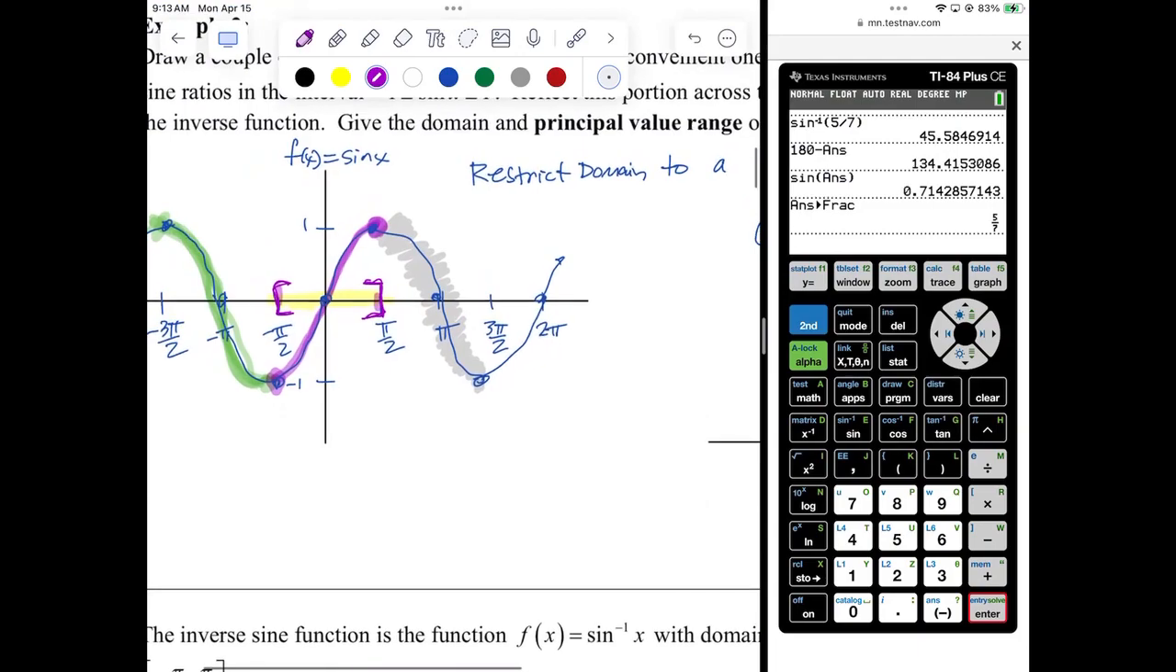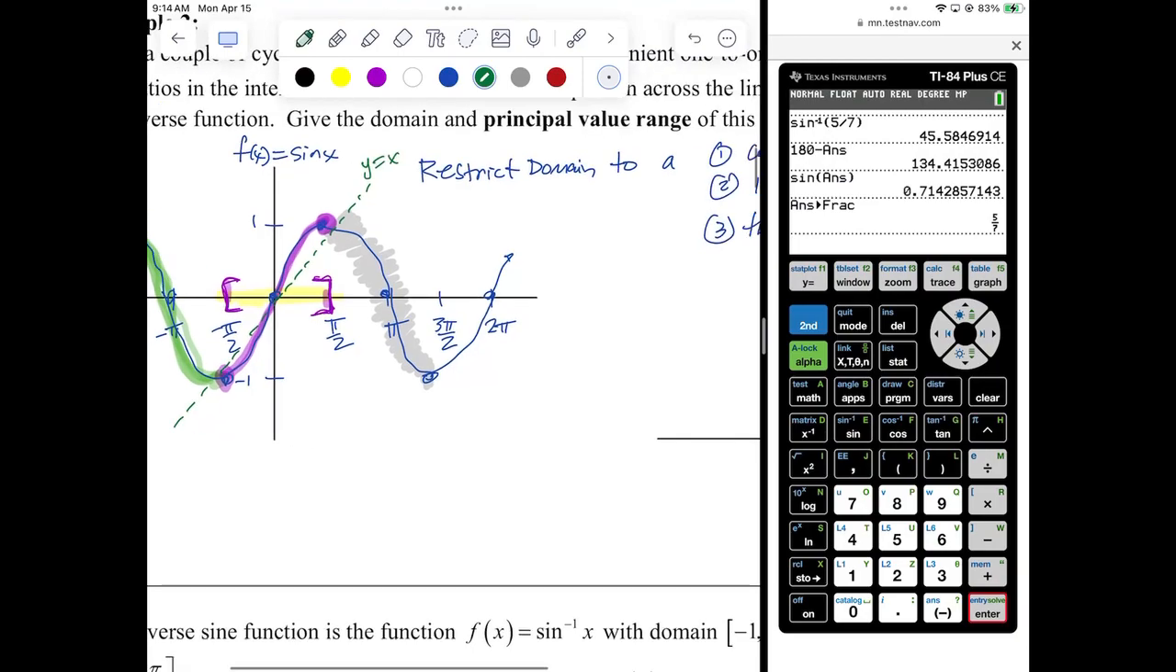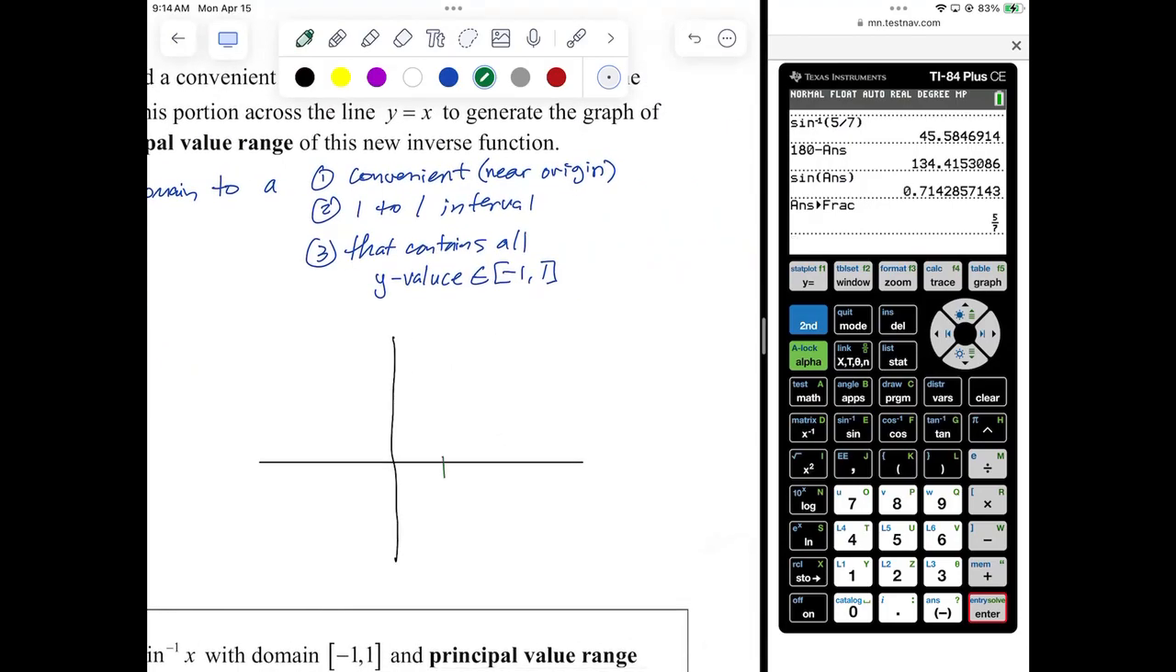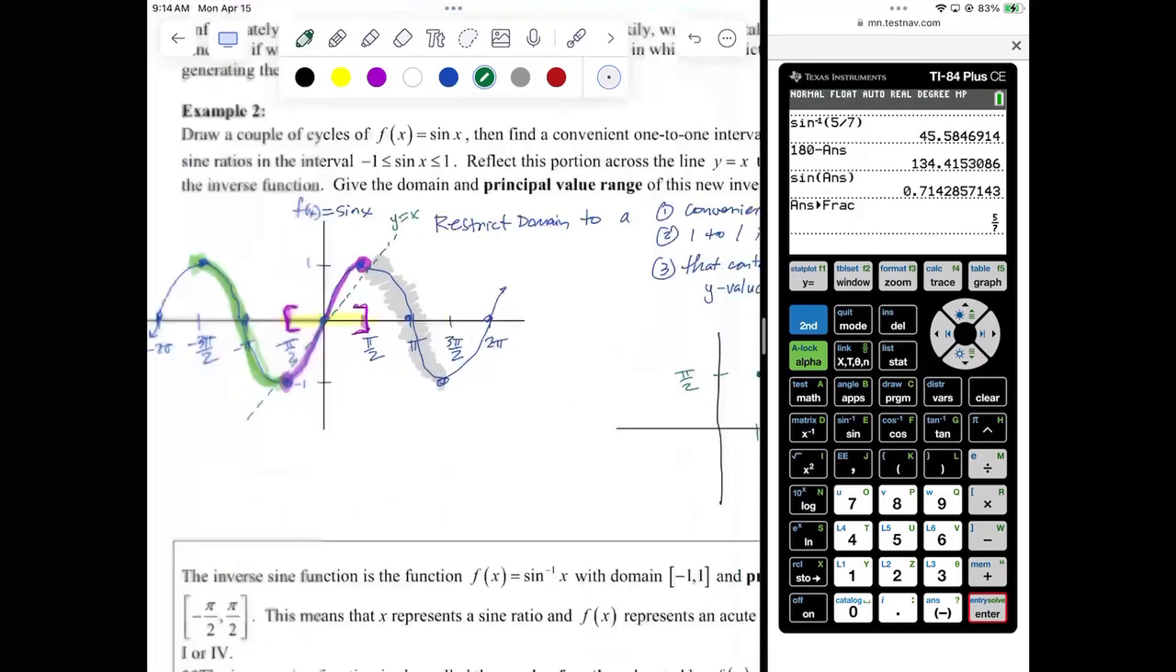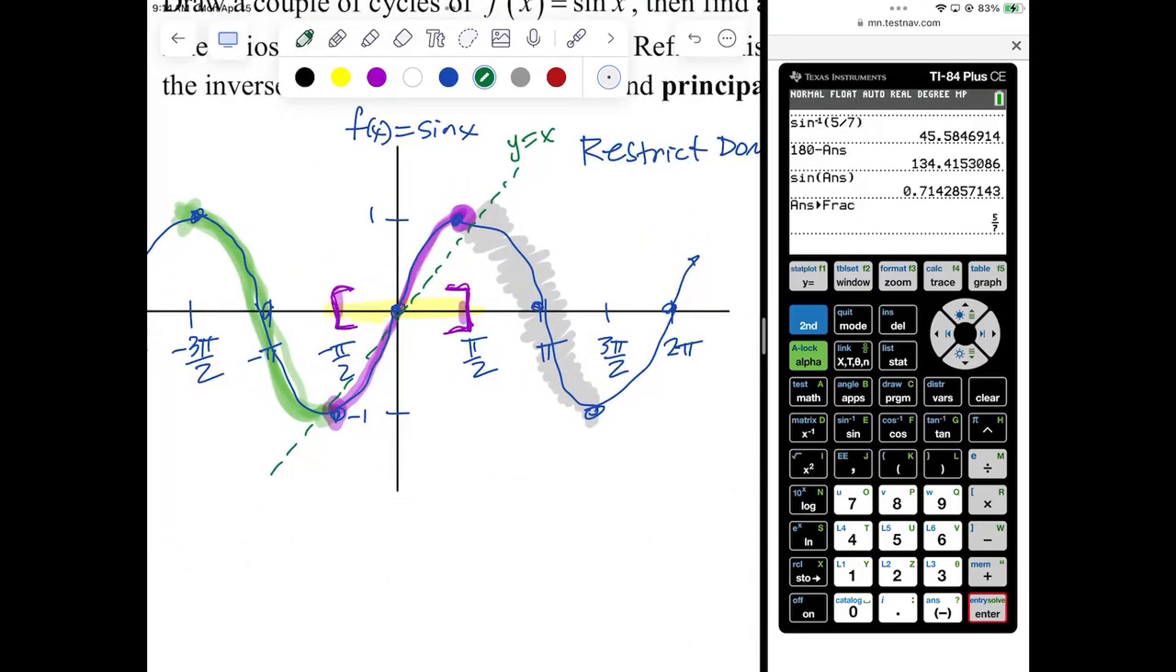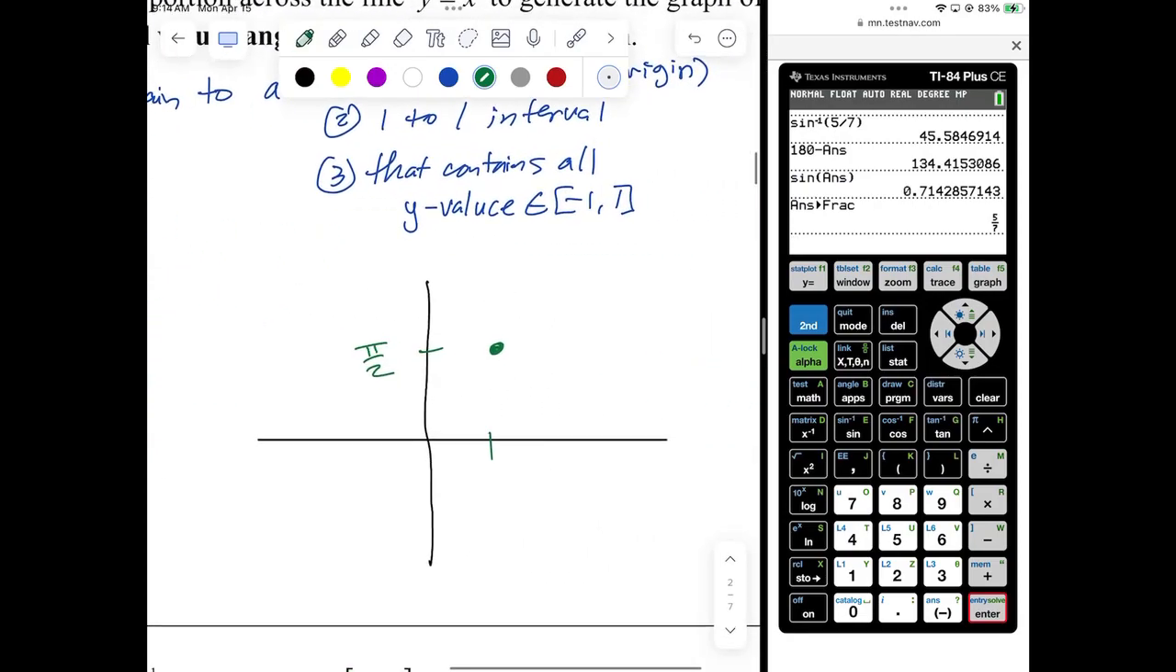First of all, what happens to the x and y axis when you reflect something across the line y equals x? Remember that from Algebra 2, you reflect it across the line y equals x. This is your magical mirror. What happens to the point pi halves comma 1? It turns into 1 comma pi halves. Yep. And what happens to the point negative pi halves, negative 1? -1, negative pi halves. Yeah. It looks like that.